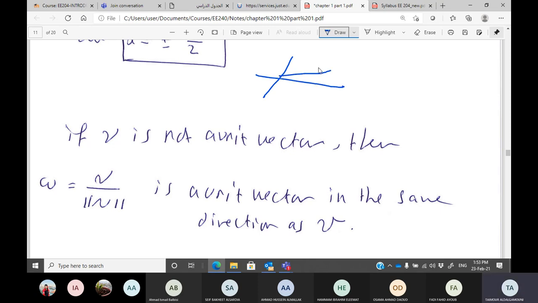So if this vector is V, then if we divide V by the norm of V, we will get W, such that the norm of W is equal to 1. If you look at W, the norm of it, or its length, is 1, but it is in the same direction as V. Okay? Can we prove this? Can we prove that W is a unit vector?